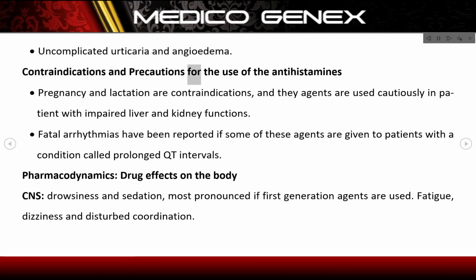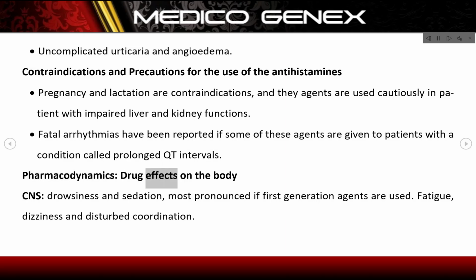Contraindications and precautions for the use of the antihistamines: pregnancy and lactation are contraindications, and the agents are used cautiously in patients with impaired liver and kidney functions. Fatal arrhythmias have been reported if some of these agents are given to patients with a condition called prolonged QT intervals.